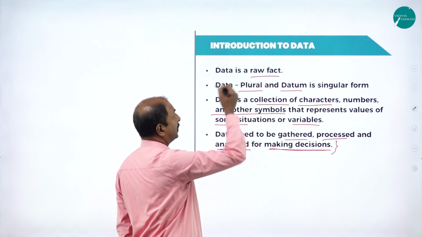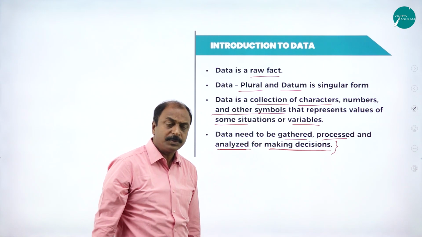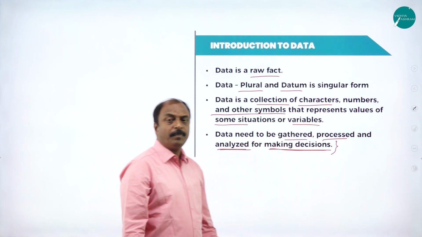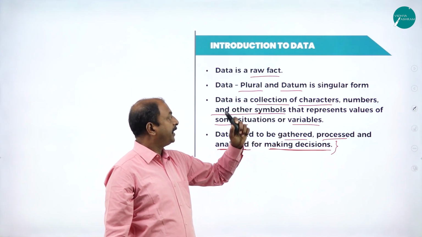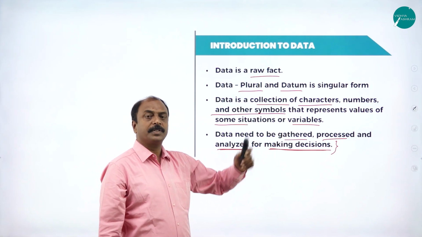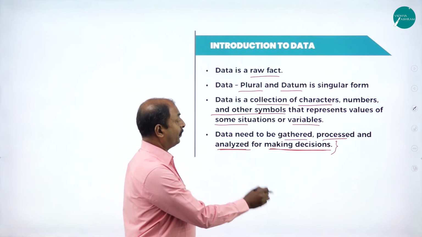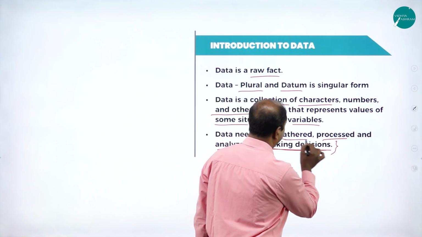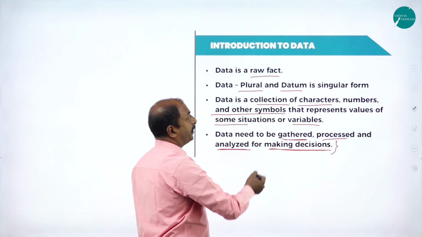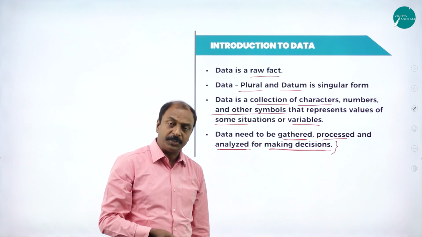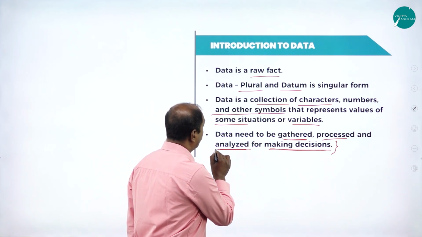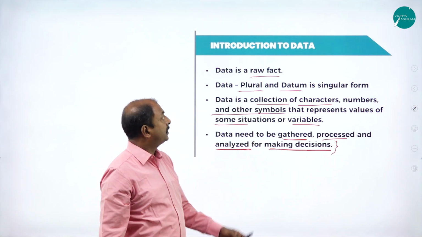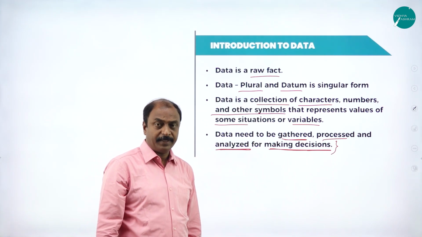So data is a raw fact. It can be of different forms or types, and it comprises numbers, letters and alphabets, whatever it is, along with symbols. And what is the advantage of this? For data processing, we need to gather the data and process the data, and we get the result, which is nothing but information, and we use that for data analysis to make some major decisions. So this is the basic definition of data.